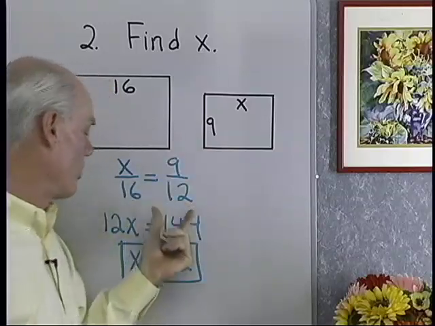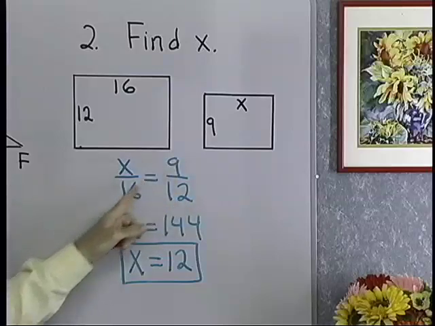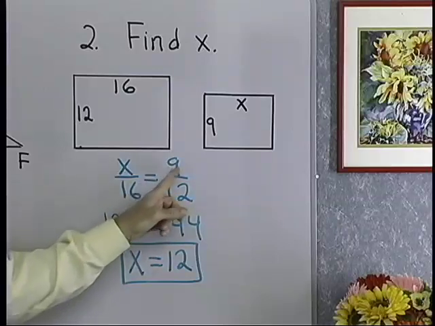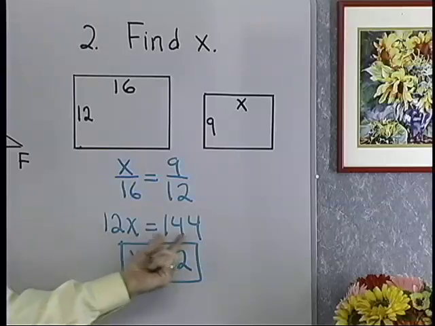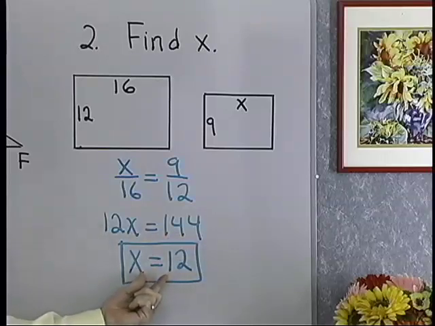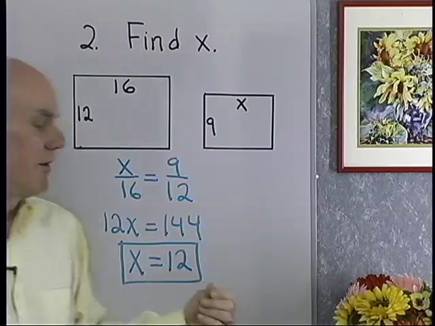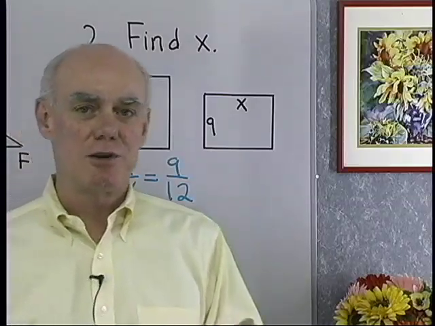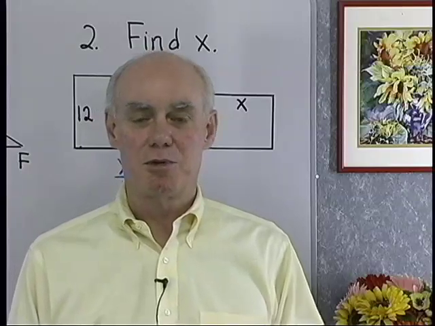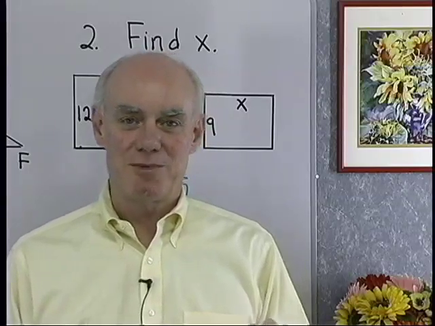I set up my proportion. I use my means extreme property to multiply x times 12 and 16 times 9. That gives me 12x equal 144, and then I solve that to end up with x equal 12. So again, if two figures are similar, then corresponding sides must be in proportion. Let's look at one last problem.